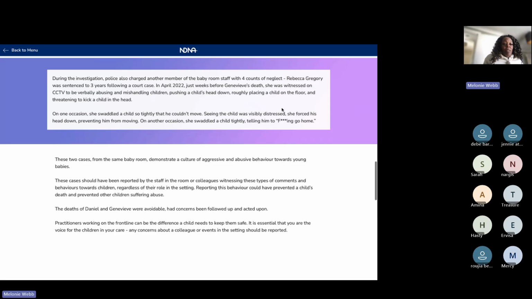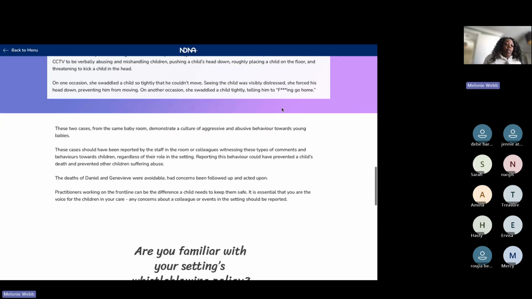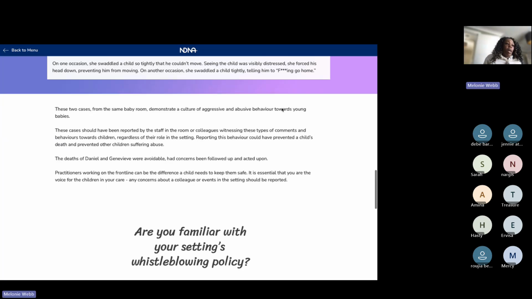These two cases from the same baby room demonstrate a culture of aggressive and abusive behaviour towards young babies. These cases should have been reported by staff in the room and colleagues witnessing these types of comments and behaviours towards them, regardless of their role in the setting. Reporting this behaviour could have prevented a child's death and prevented other children suffering abuse. The deaths of Daniel and Genevieve were avoidable had concerns been raised and followed up and acted upon.